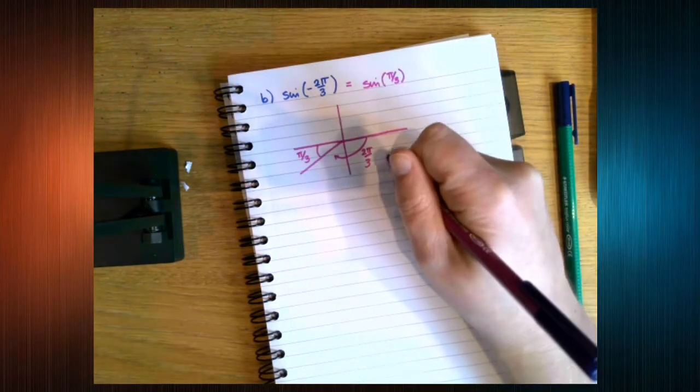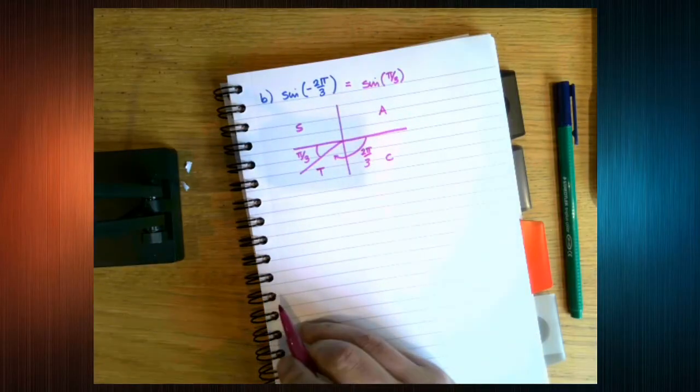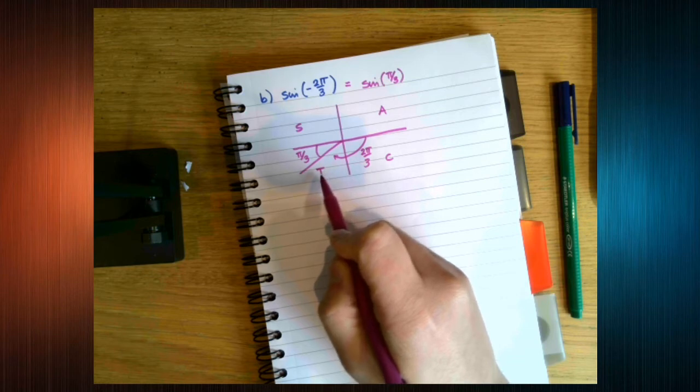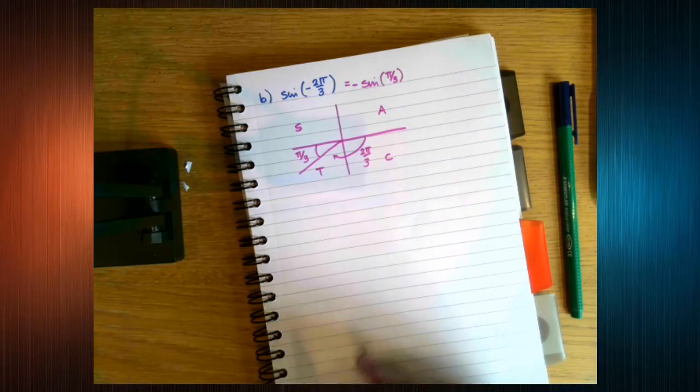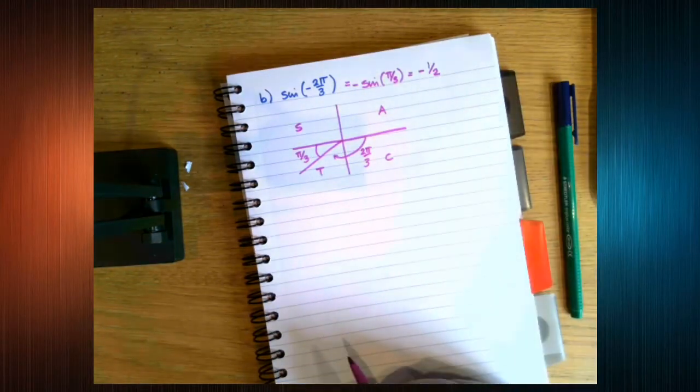We then need to work out, is it positive or negative? In this quadrant, tan is positive. It's the only one that is. So sine must be negative. So this is minus a half.